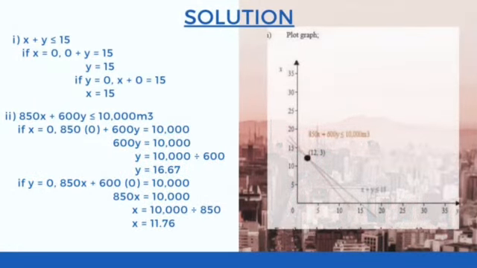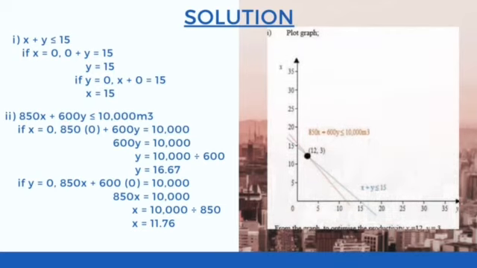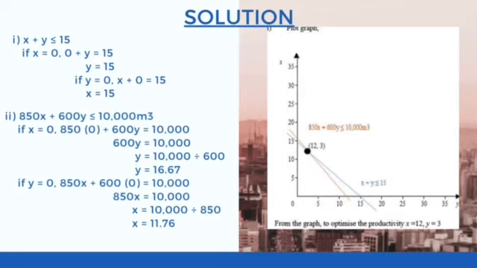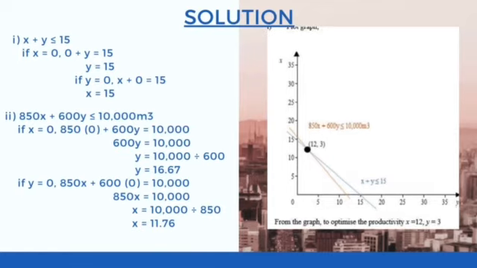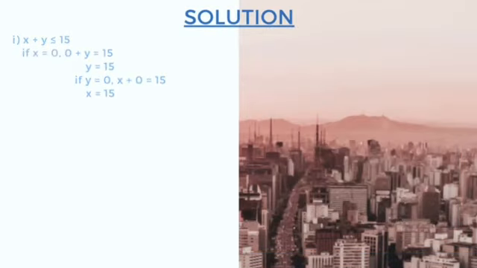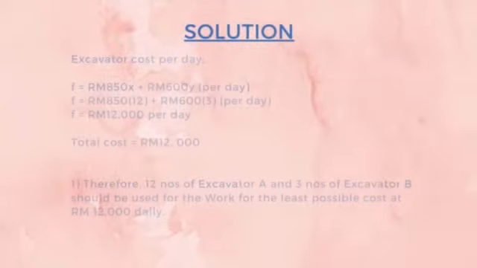Thirdly, we have to identify the objective function. We have 2 objective functions here. Number 1 is F equal to 500X plus 350Y and F equal to 850X plus 600Y. After we identify all the unknowns, constraint, and objective function, we can do the solution.